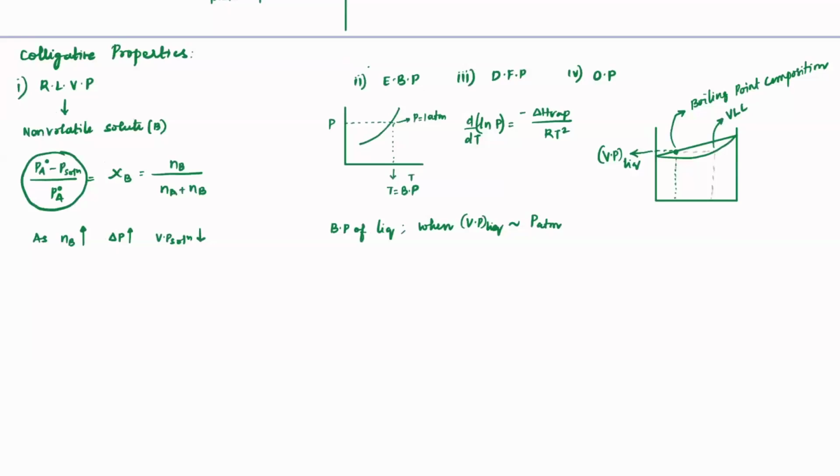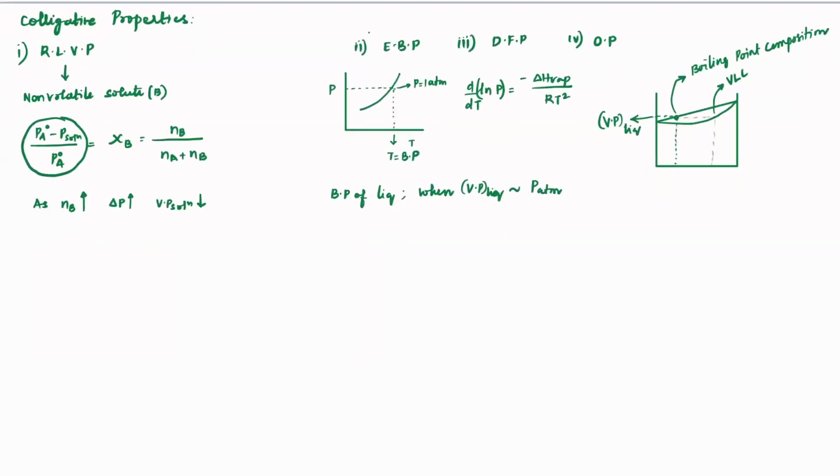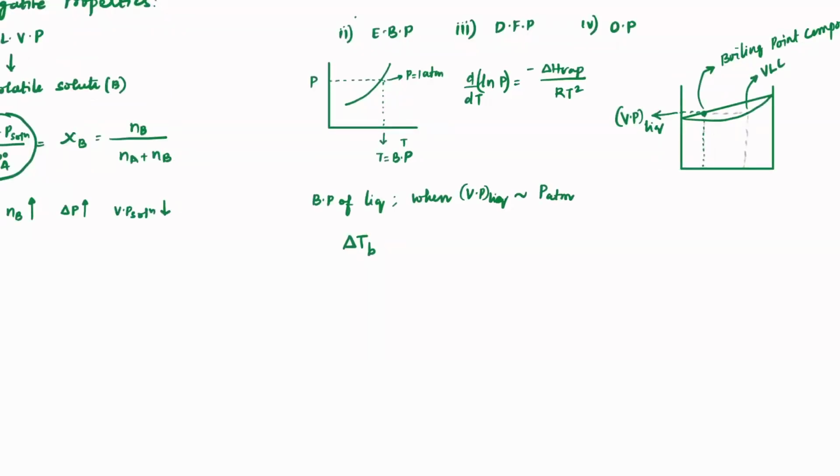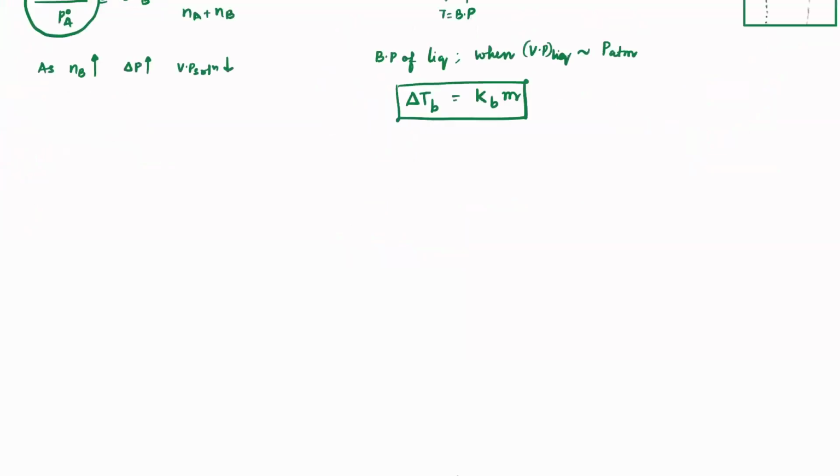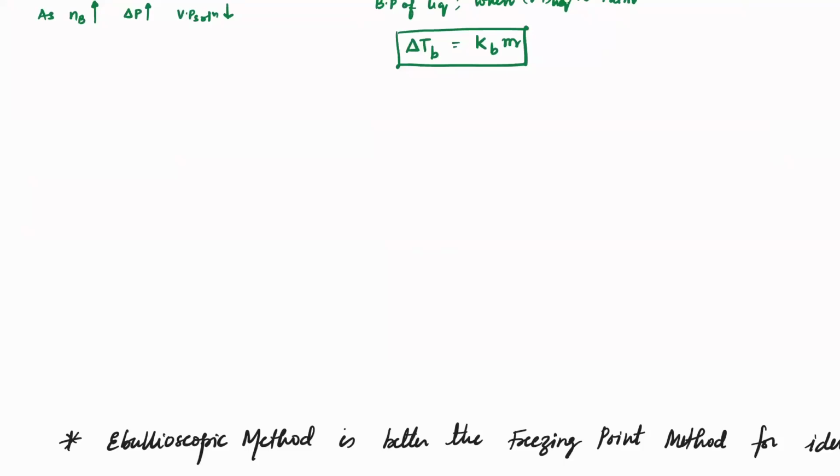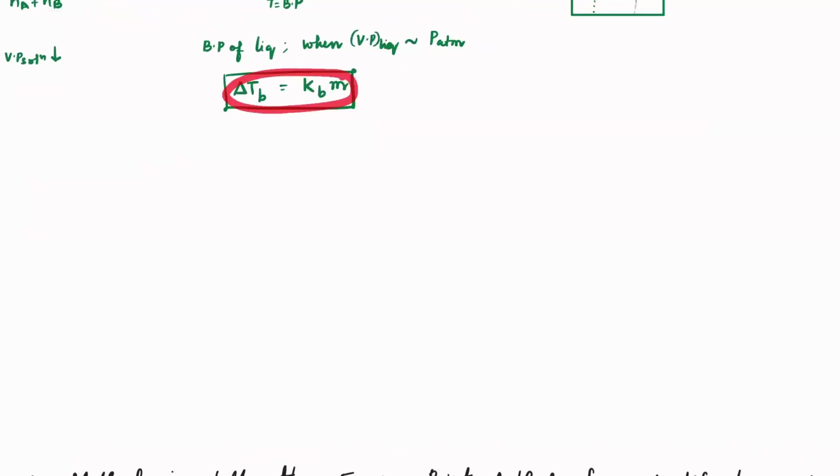Now, using various derivations, we derived something the other day: delta TB, that is, how much extra boiling point temperature has to be raised to get back to that 1 atm, is Kb into the molality of the solution. This is what we learned. Okay. I hope you guys remember this. Got it? So now this becomes a very important method to figure out something which is unknown.